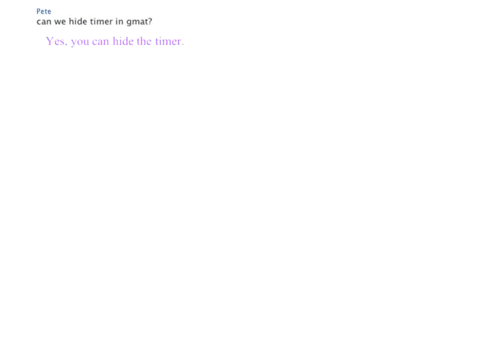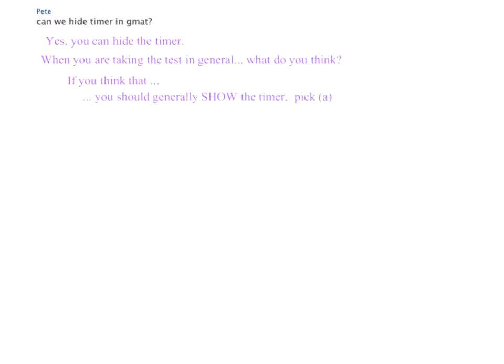Let's make this a multiple choice question type thing. If you think that you should generally show the timer, pick A. If you think that you should generally hide the timer, pick B. In other words, if you think the timer should be on the screen most of the time, pick A. If you think the timer should be hidden most of the time, pick B.